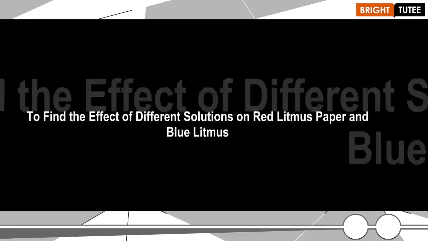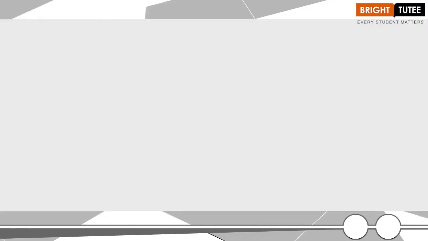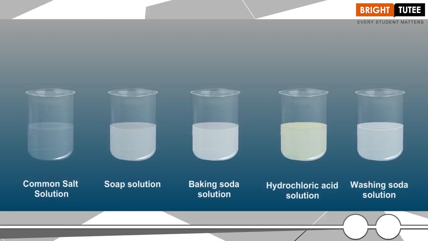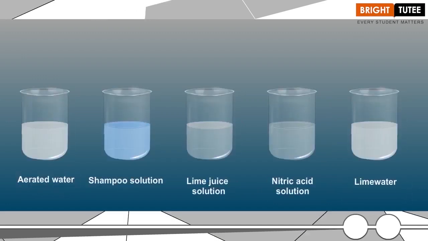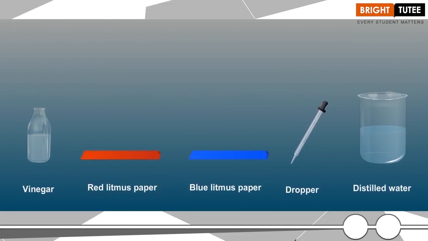To find the effect on different solutions, on red litmus paper and blue litmus paper. Materials required: common salt solution, soap solution, baking soda solution, hydrochloric acid solution, washing soda solution, aerated water, shampoo solution, lime juice solution, nitric acid solution, lime water, vinegar, red litmus paper, blue litmus paper, dropper, distilled water.